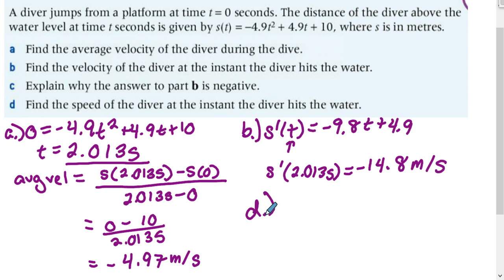D, finding the speed. So these two look almost identical. The only difference is the word velocity versus speed. Last year's test had this exact same scenario on it. This is a really easy 1-point answer. Because you know B, whether it's right or wrong, what is your answer for D? The absolute value of it. Fantastic. So it is 14.8 meters per second. Speed is never negative. It's just the absolute value.